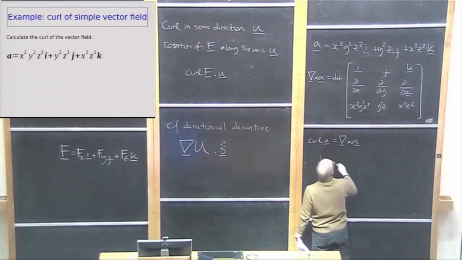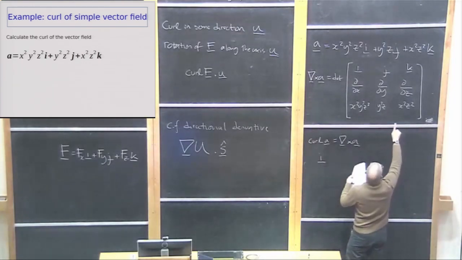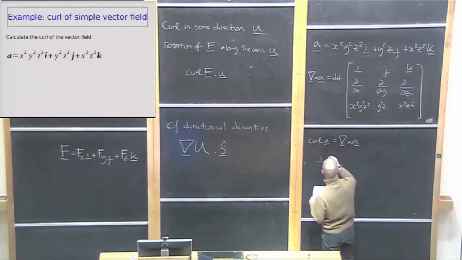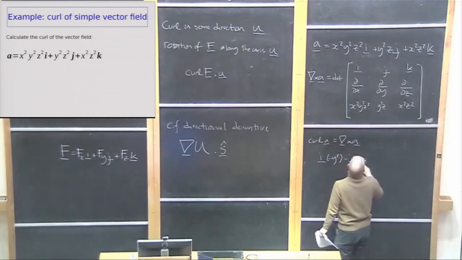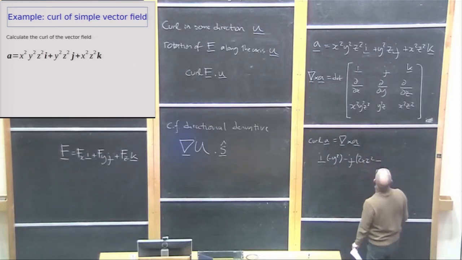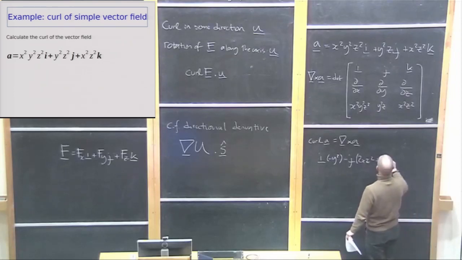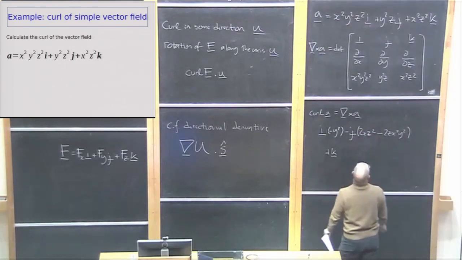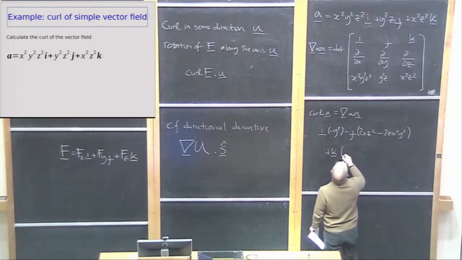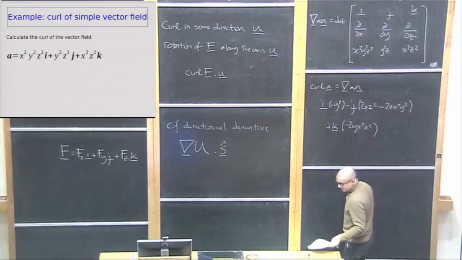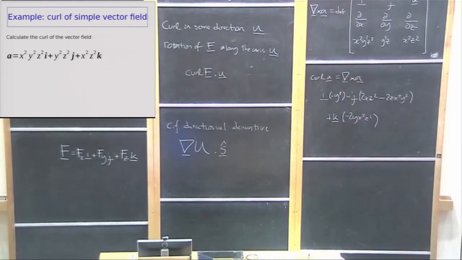Okay, so the curl of this particular field is i times d by dy of this, which is 0, minus d by dz of that, which is going to be minus y squared, minus j times d by dx of that, 2x z squared, minus d by dz of that, 2z x squared y squared, plus k times 0 minus d by dy of that, so that's going to be minus 2y x squared z squared. Okay. So it's very straightforward. That's the curl of that particular vector field.